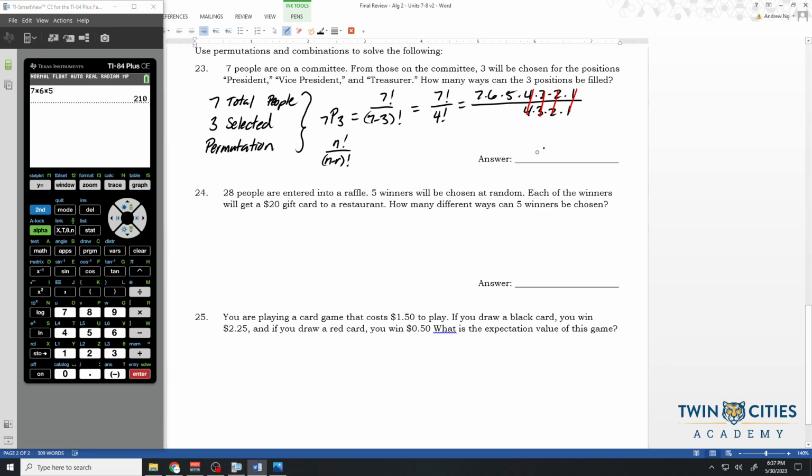So there are 210 different ways to select president, vice president, and treasurer just from having 7 people on a committee. Now, this wasn't so bad, writing out 7 factorial over 4 factorial. However, when we get to number 24, we'll notice that instead of 7 total people, we've got 28 people entered into a raffle. So 28 total people, and 5 winners will be selected at random. So 5 of these are going to get selected.